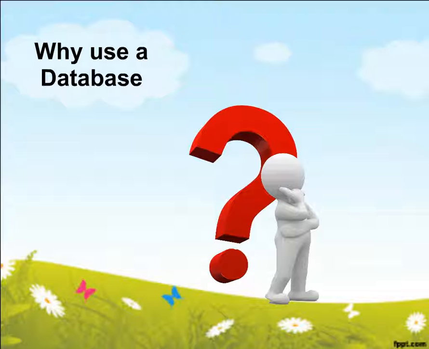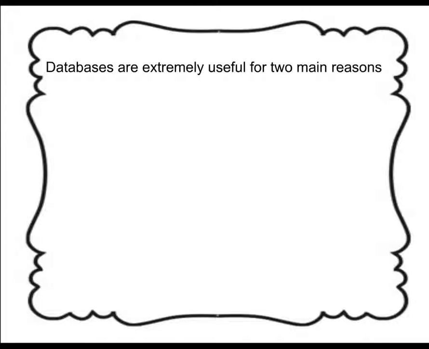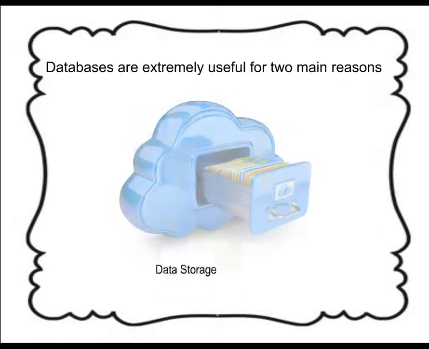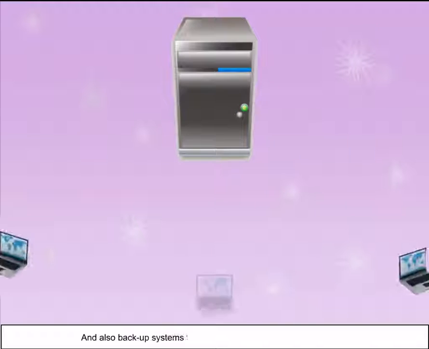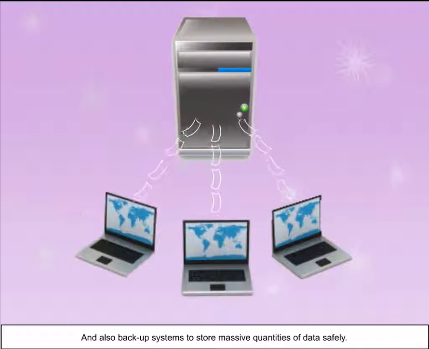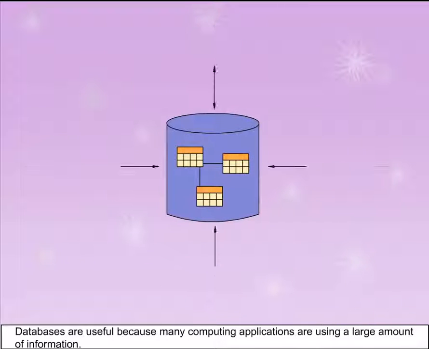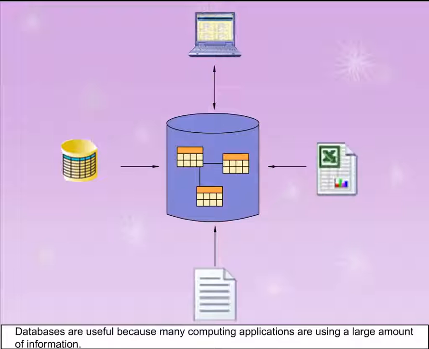Why use a database? Databases are extremely useful for two main reasons: data analysis, data storage. Their management systems are designed to provide their own safety checks and also backup systems to store massive quantities of data safely. Databases are useful because many computing applications are using a large amount of information.